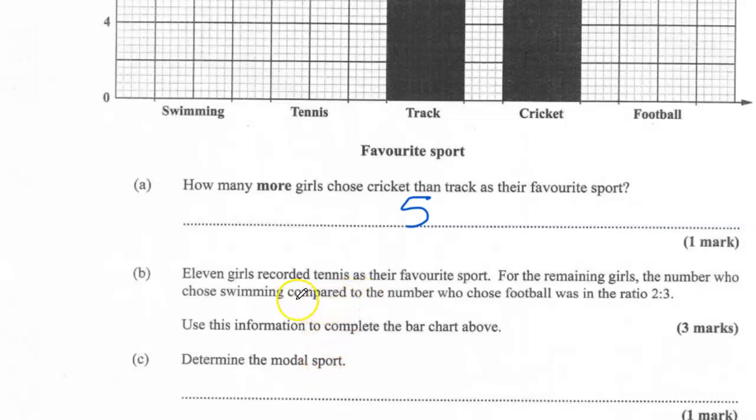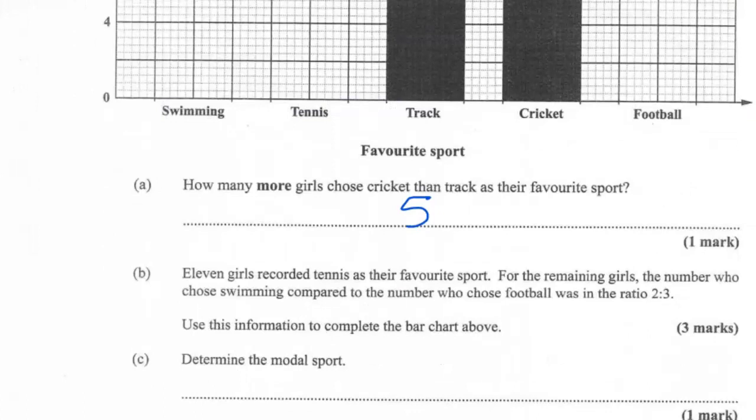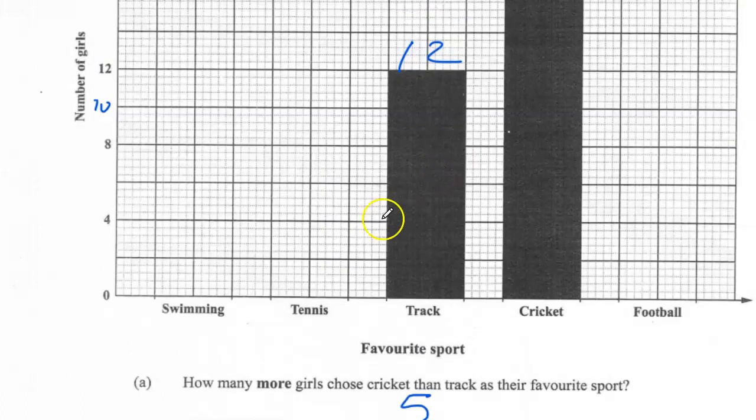All right, so 11 girls recorded tennis as their favorite sport. So let's find 11. This is 10, so 11 will be midway between 10 and 12. So 11 chose tennis. Here's tennis. And again, I don't have a ruler, so forgive me. 11 is somewhere between 10 and 12, right?